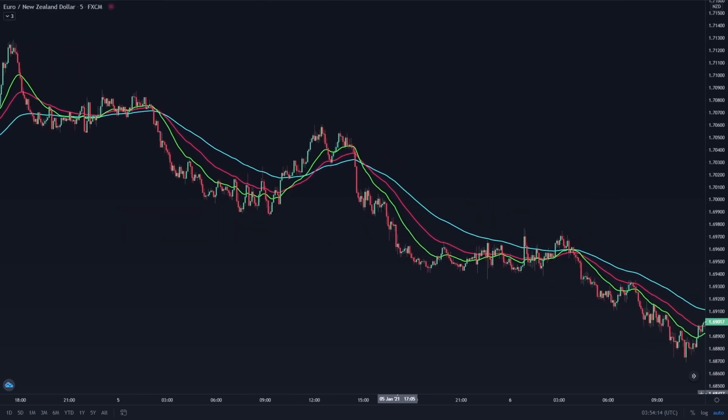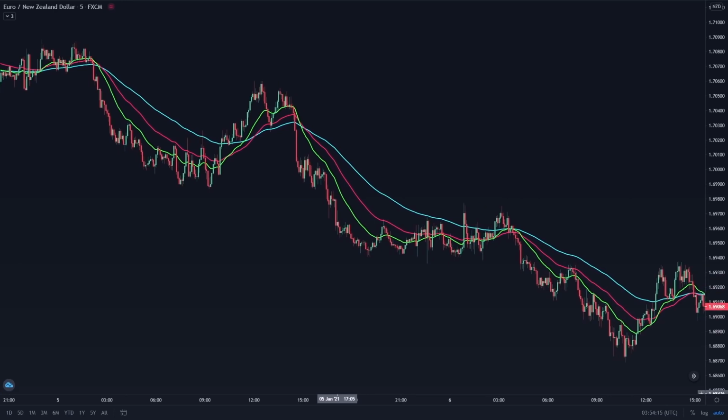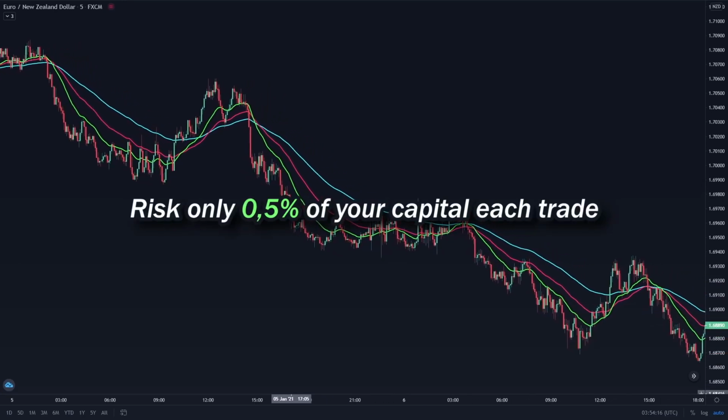The second tip is do not risk too much capital. You never want to risk more than 1% of your capital per trade. I recommend risking only 0.5% for each trade.